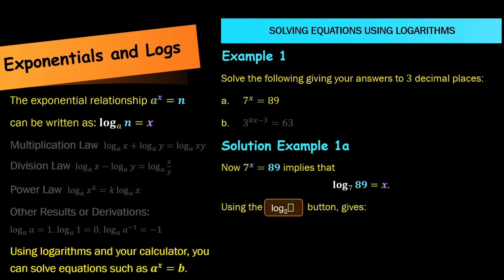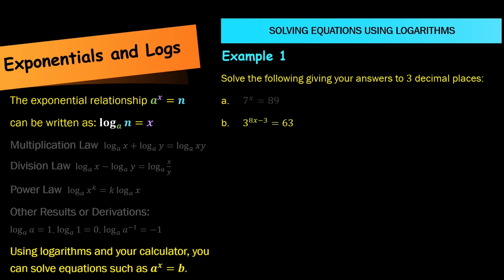Using the log button gives us that x equals 2.307 to 3 decimal places. We can check that this is correct by plugging in 7 to the power 2.307 and checking that it equals 89, or approximately 89.